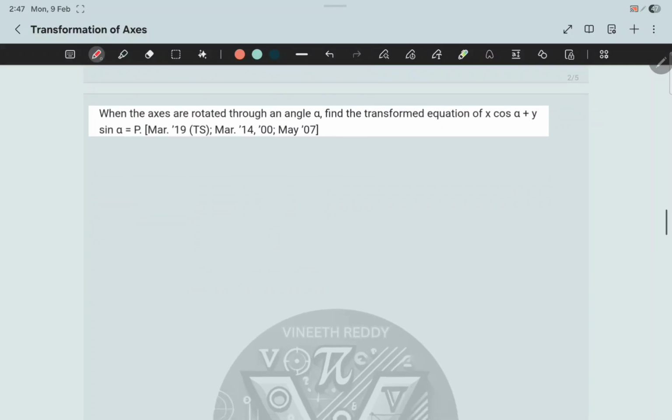Now let us go to the next question. Next question says, when the axes are again rotated through an angle alpha here. So he has given alpha. Again, we need to find the transformed equation of x cos alpha plus y sin alpha equals p. Again, let us draw the diagram. This is x, this is y. This is the old system, right?